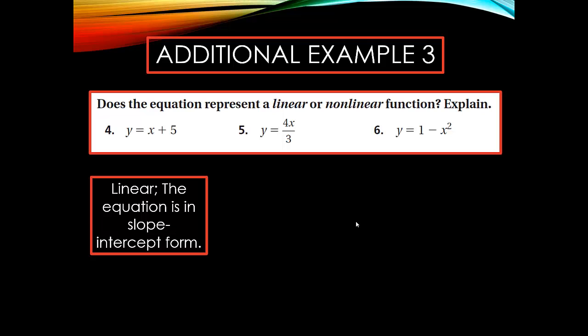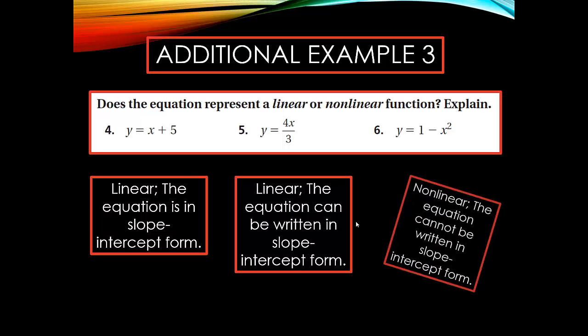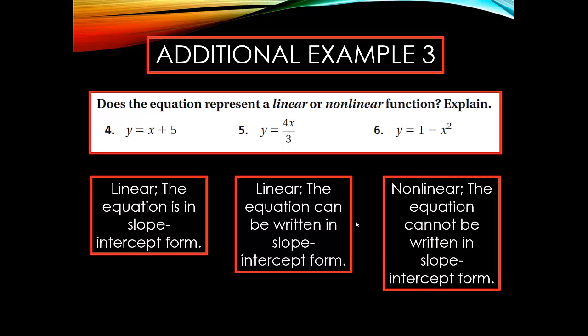For number 5, we have Y equals 4X divided by 3. This would also be linear because the equation can be written in slope-intercept form. We can rewrite this as Y equals 4/3 X, or 4/3 times X. And for number 6, we have Y equals 1 minus X squared. This would be nonlinear. The equation cannot be written in slope-intercept form.